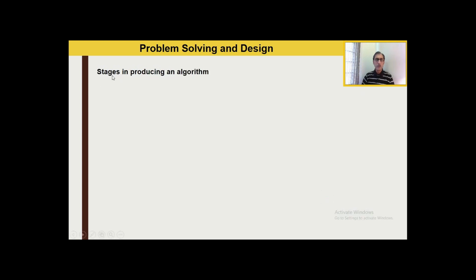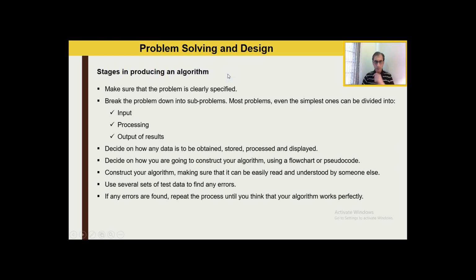Now let's focus on what are the different steps or stages which are essential in producing an algorithm. Make sure that the problem is clearly specified. So to begin with, the most important thing is to make sure that you understand the problem properly. You understand what the problem is, because if you do not understand the problem that you have at hand, then you will not be able to devise a proper solution for it. So the first step is to ensure that you understand the problem properly.